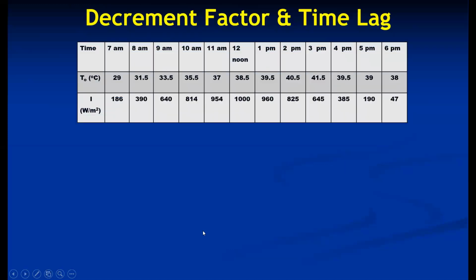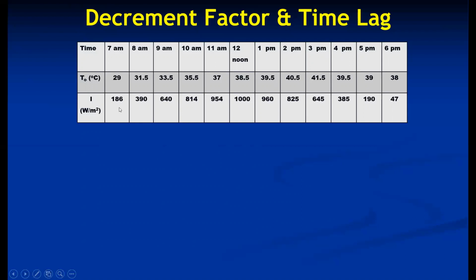This table is given, from 7 a.m. to 6 p.m. For each time, the outside air temperature is given. At 7 a.m. it is 29 degrees Celsius. As the sun rises, the temperature increases. The temperature is maximum around 2 p.m. Sorry, not 2 p.m., it is around 3 p.m., and then decreases slowly as time progresses towards sunset.